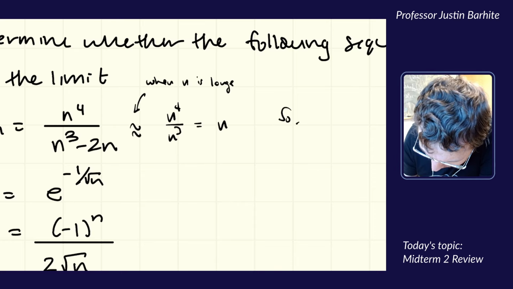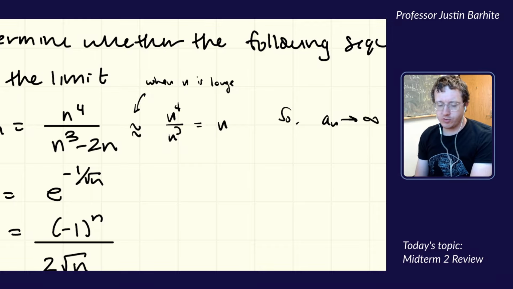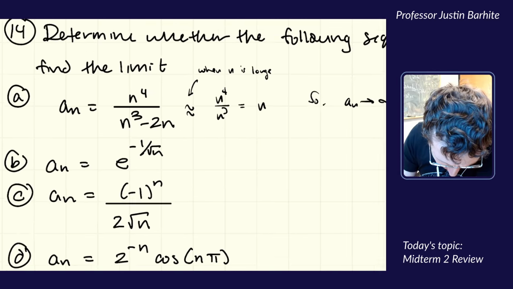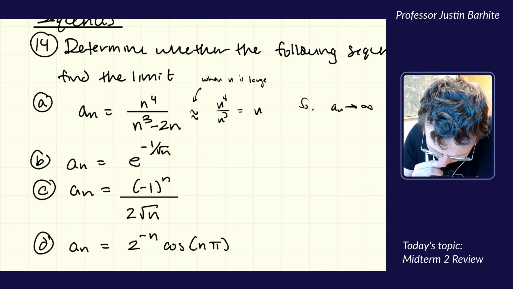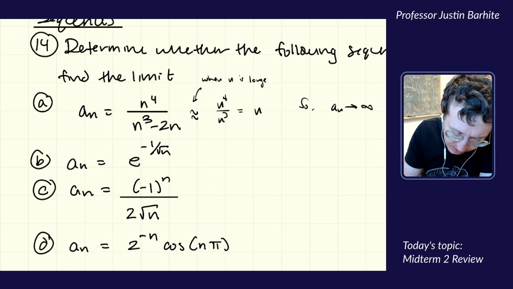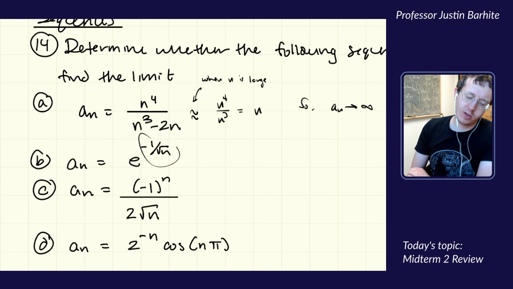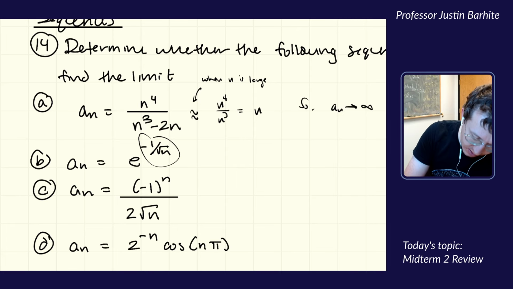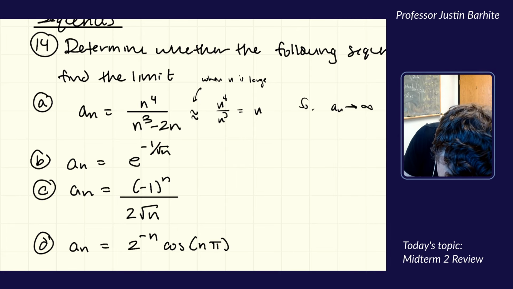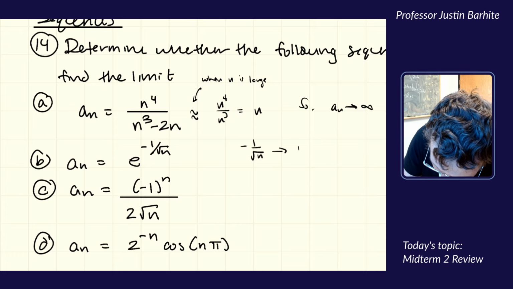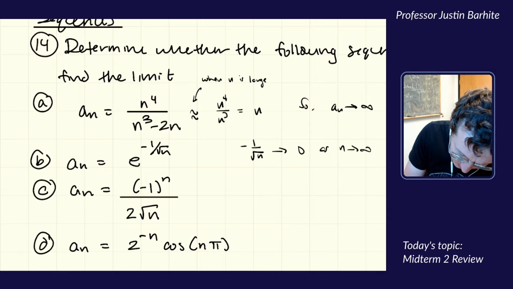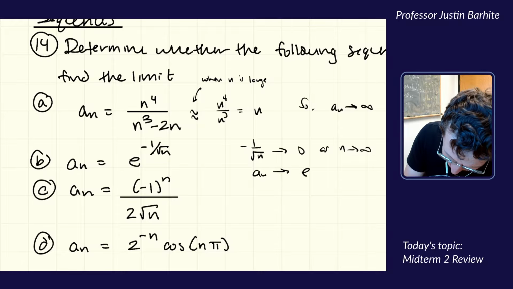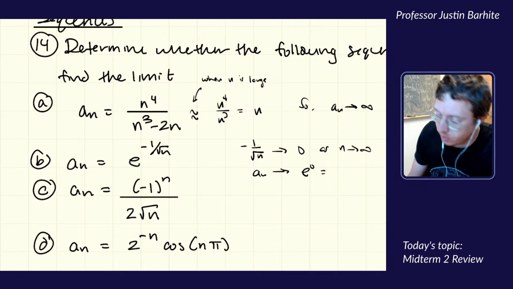So this sequence diverges to infinity. The second sequence, e to the minus 1 over root n, well, when n is big, the square root of n is still big. Minus 1 over a big number is a very small negative number. So this minus 1 over root n is approaching 0 as n approaches infinity. So overall, the sequence is approaching e to the 0, which is 1.